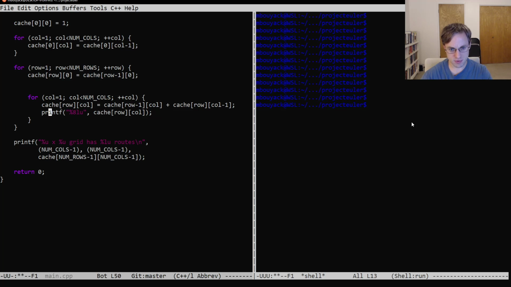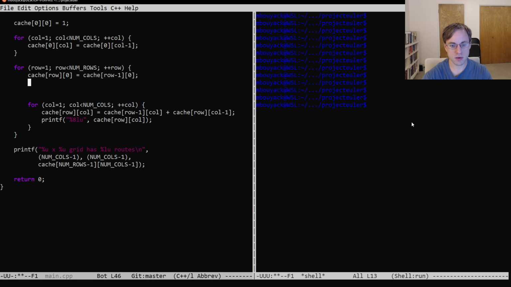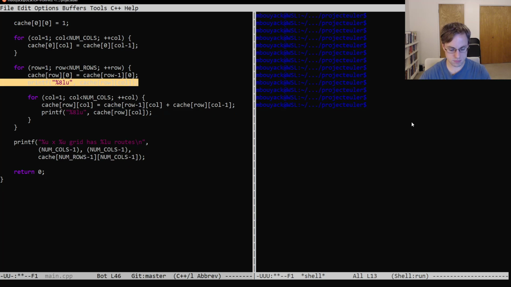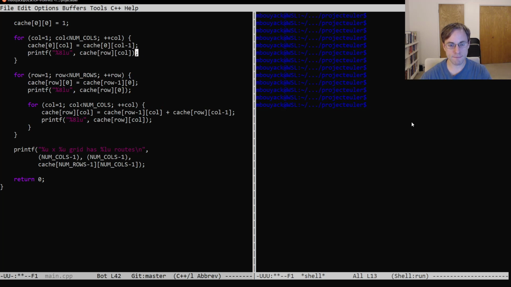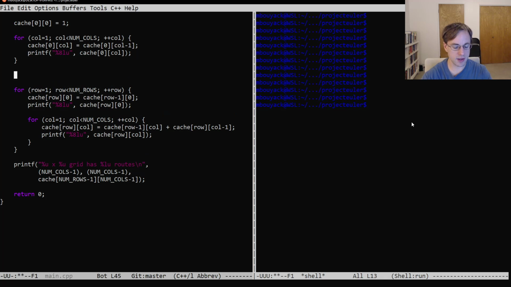Oh, I need to put a... No, that should be fine. Okay, so we'll just do the same up here, except this is going to be 0. And this is going to be 0. Okay. We need to be sure at the end of each row to add a new line.